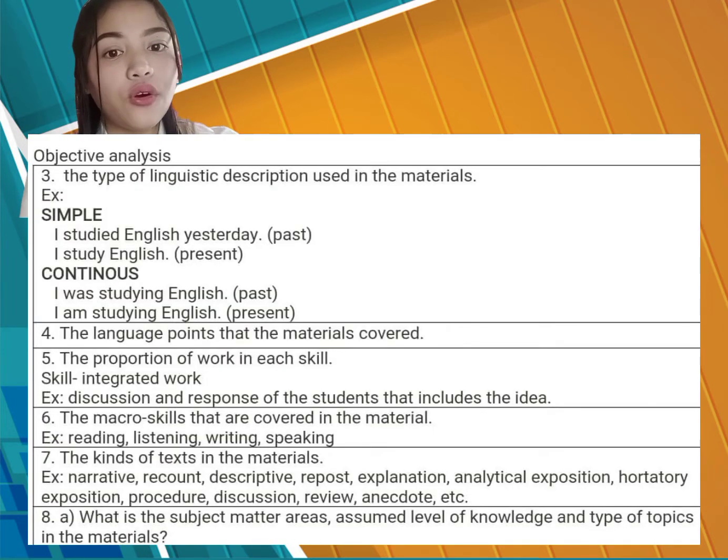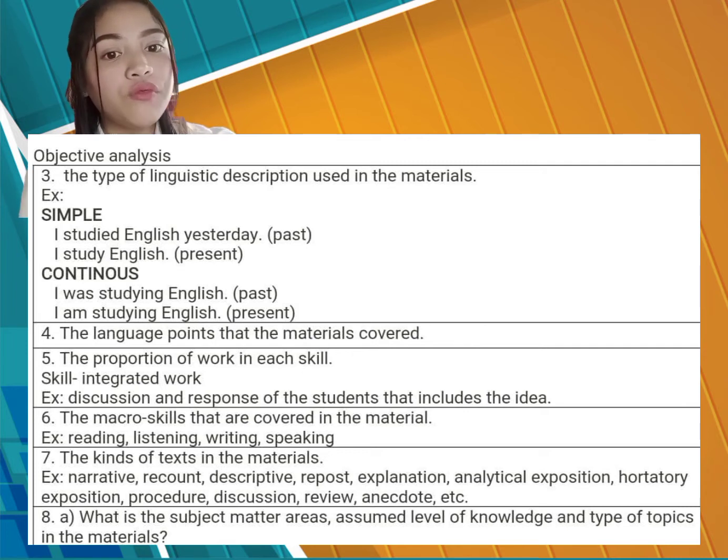While in the objective analysis, the type of linguistic description used in the materials, for example simple: I studied English yesterday, which is the past. I study English, present. Continuous: I was studying English, the past. I am studying English, present. The language points that the materials covered.